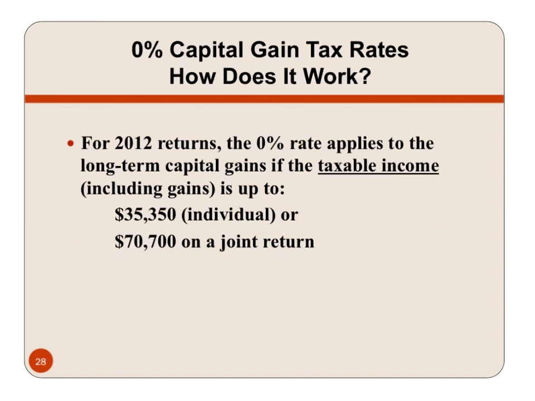I wanted to show you how this 0% capital gain tax rate works. For this year, when you file your tax return for 2012, the 0% rate applies to the long-term capital gains if the taxable income, including the capital gains, is up to $35,350 for an individual, or $70,700 for a joint return. And so what this means is that if you make $70,700 or below, adding your capital gain from timber sale, that portion of the capital gain is taxed at 0%. You're not paying any tax on your timber sale if you meet this income threshold.